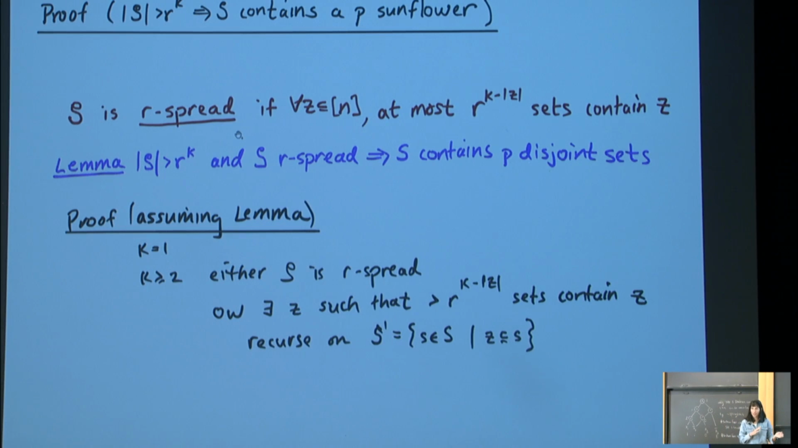Well, I don't know if they did in the first proof of it. The proofs go by induction, but the basic concept is this idea of spreadness, or being not dense. Spread is a notion that I think Talagrand defined, but it's been defined in many communities. You can call a set system r-spread if for any subset Z of the universe, there are at most r to the k minus size of Z sets that contain Z.